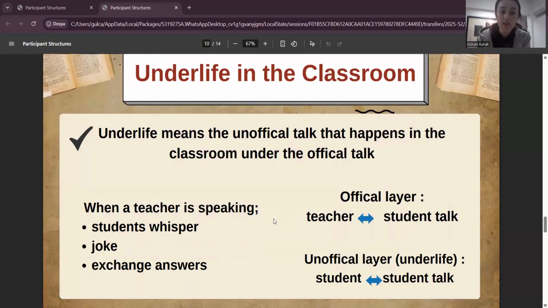And underlife in the classroom. What is underlife? Underlife means the unofficial talk that happens in the classroom under the official talk. Sometimes while the teacher is speaking in the classroom, students whisper, make jokes, or exchange their answers. They talk about a different subject. This is called underlife. An official layer means teacher and students interaction. And unofficial layer means students' interaction with the students. It is underlife.